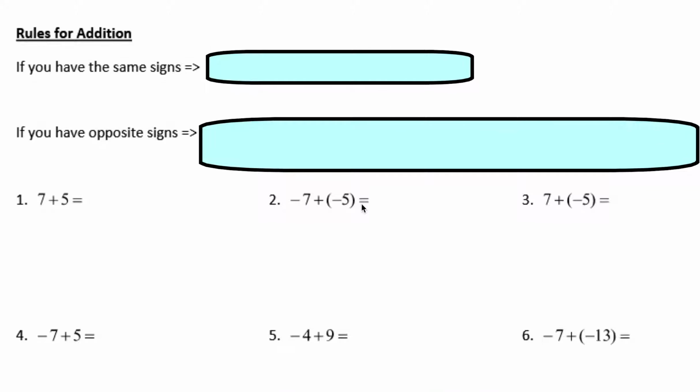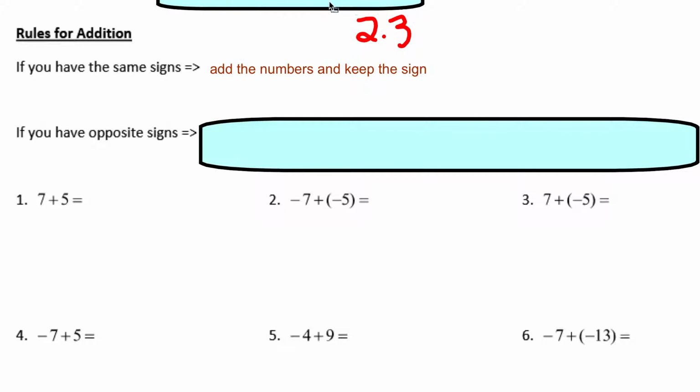Okay, there are some rules for addition that we need to go over. This is section 2.3 in your notes, so if it would help you to write that, this is chapter 2, section 3. There are a few rules for addition that are useful for us to know, and one of those is this.